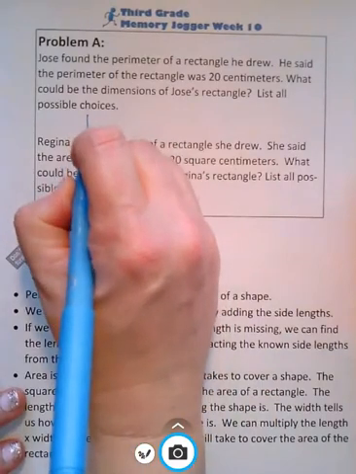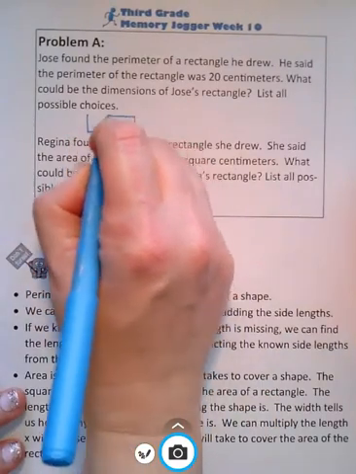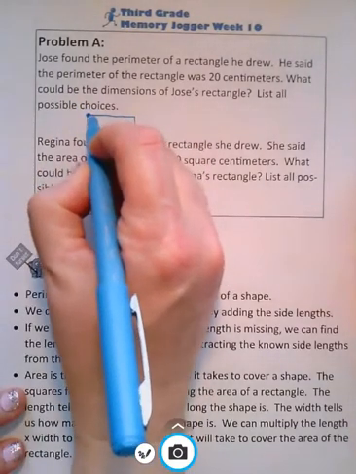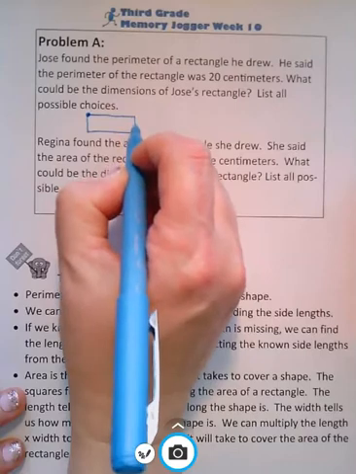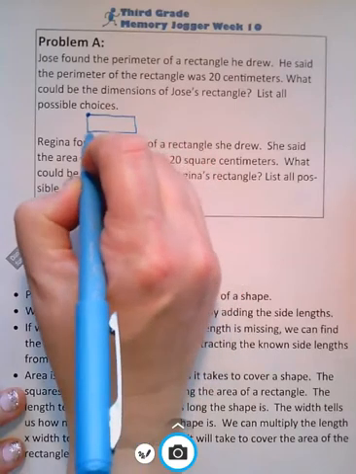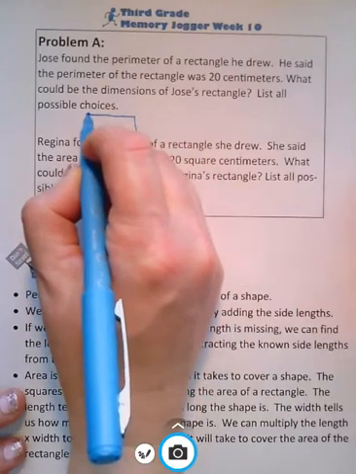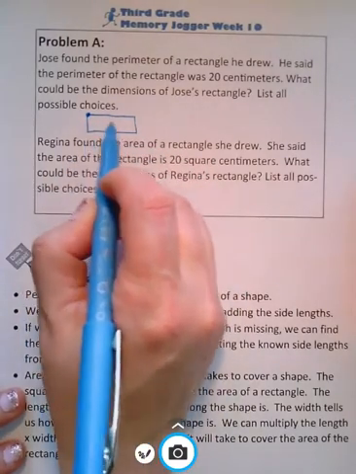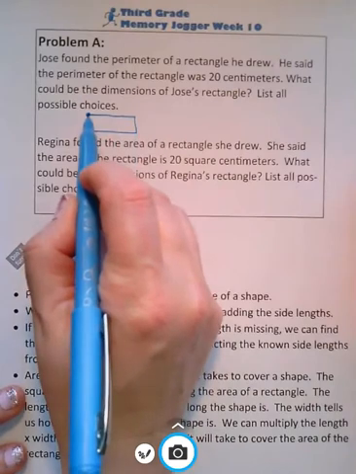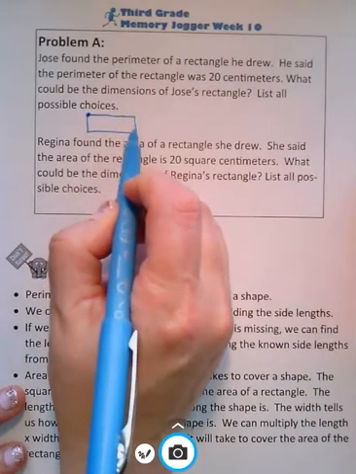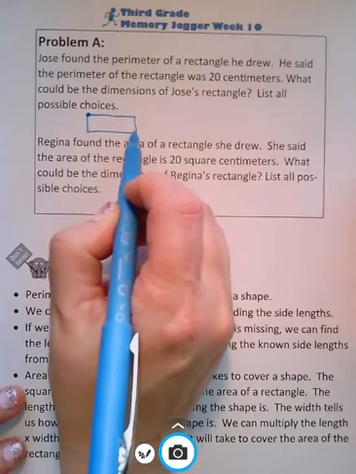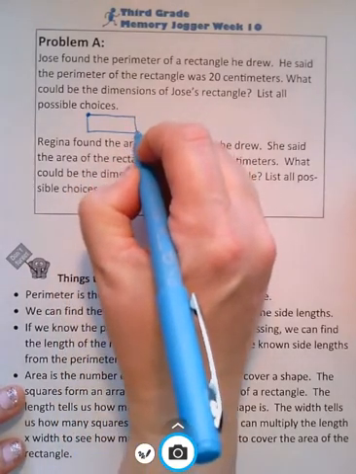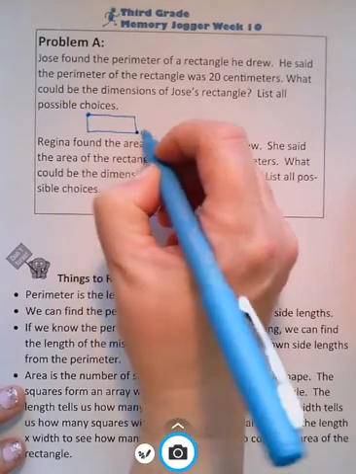Jose found the perimeter of a rectangle he drew. His rectangle was 20 centimeters. So since perimeter is the space around the shape, if we were to start here, we would know that if we go here, here, here, and here, that would be equal to 20. And we also know on a rectangle, the opposite sides are the same length. So if I were to go down the long side and down one short side, then I would be halfway around. So if I went halfway around, that would be 10.